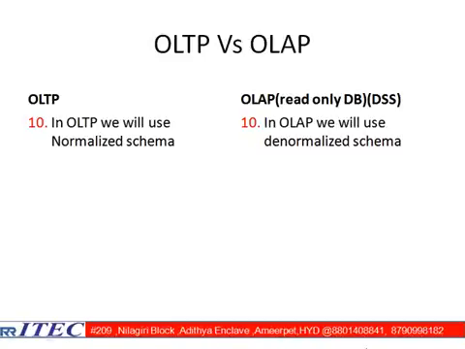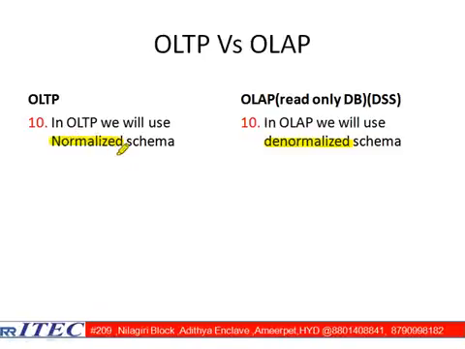In this one I am saying that in OLTP, we'll use a normalized schema. In OLAP, we'll use a denormalized schema. Now I need to understand why people use a normalized schema in case of OLTP, and why people use a denormalized schema in case of OLAP. If I use the reverse, then what is going to happen? To understand that point, first I need to understand what you mean by normalized.